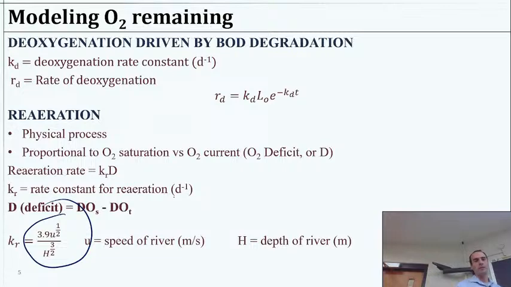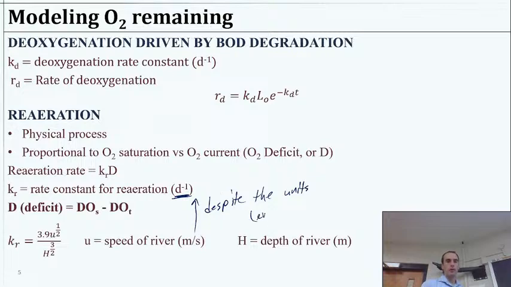So we're going to have per day, despite the units. So this is one time the units are not going to match. And we'll just say it's because it's empirical. Okay, so that gives us an equation, however, to get Kr given some facts about the river or stream. All right, that's the point.